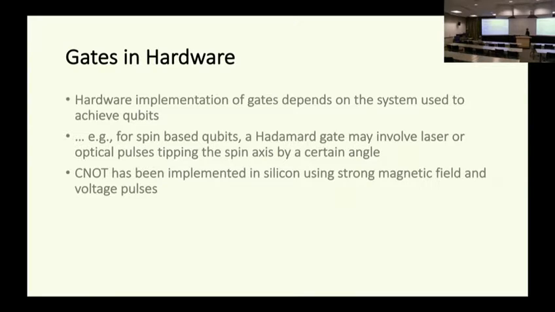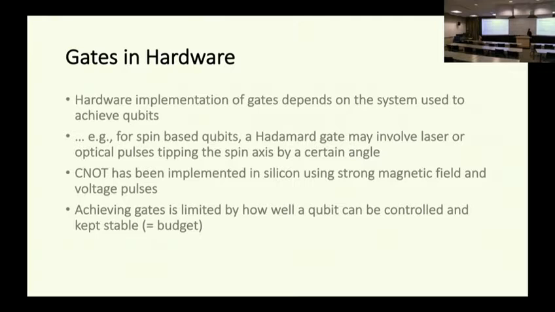Controlled NOT gate has been implemented in silicon using strong magnetic field and voltage pulses, and I think this may be that silicon, the Australian folks, I'm not entirely certain. I know they have done certain gates. And the other problem, again, is achieving qubits itself is hard. Keeping them stable is hard. And then keeping them stable long enough to do a gate is even harder to do. So ultimately, all this ends up being budget.